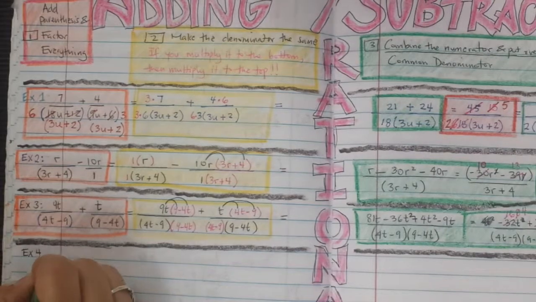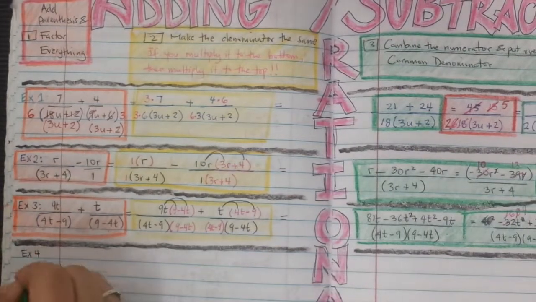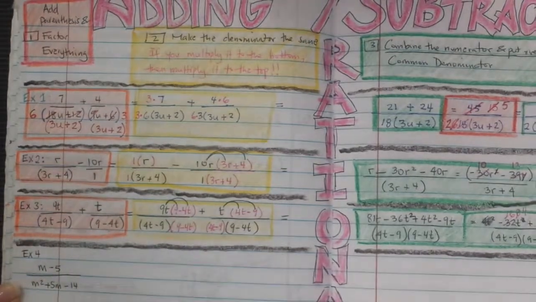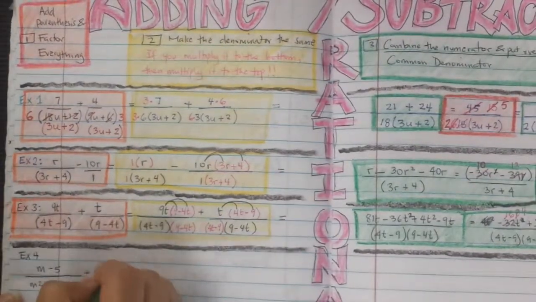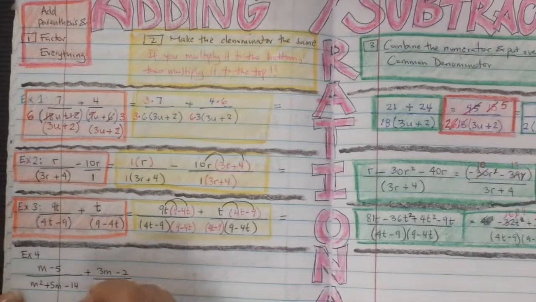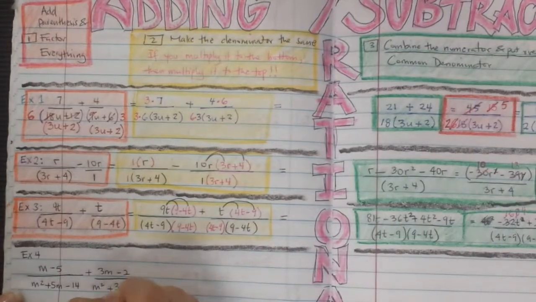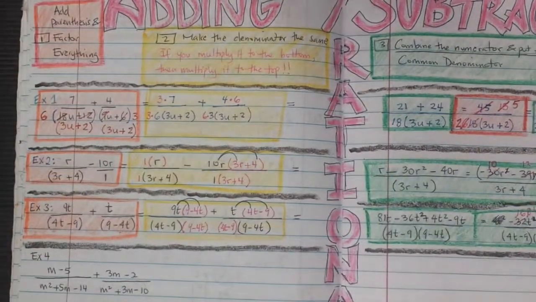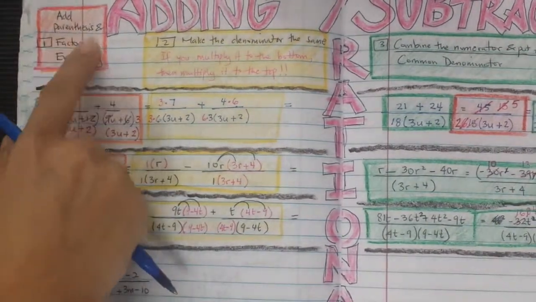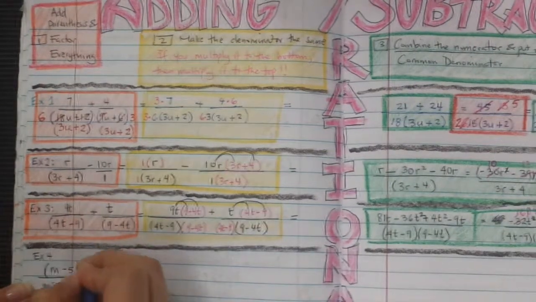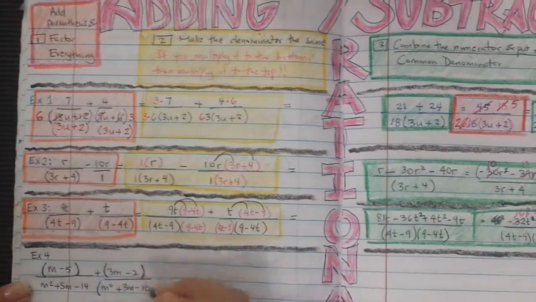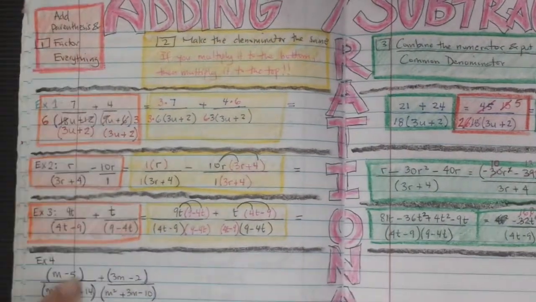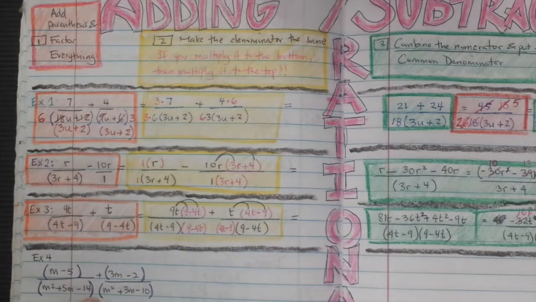So example 4. If you have m minus 9 over m squared plus 5m minus 14 plus 3m minus 2 over m squared plus 3m minus 10. Okay, so again, the very first thing that you're going to do is add parentheses and factor everything. So add parentheses, so anything with addition and subtraction, you're going to put parentheses around. And then factor everything. So the top ones can't be factored, but the bottom ones can.